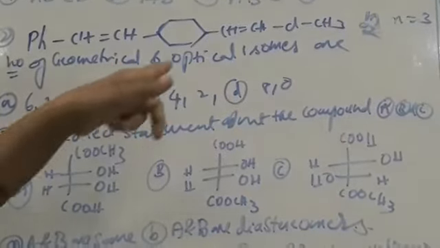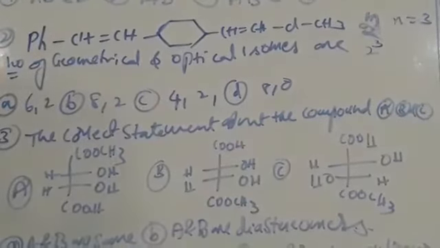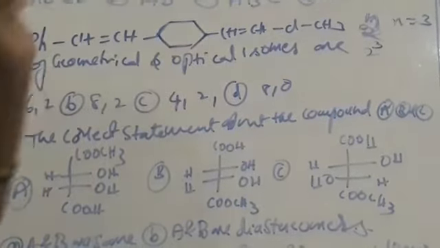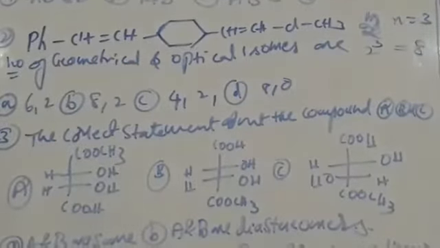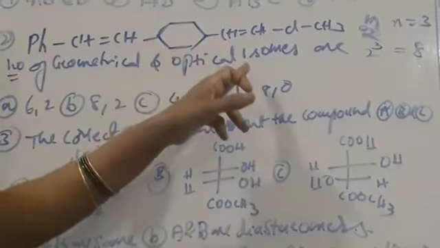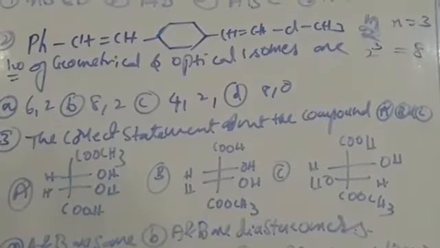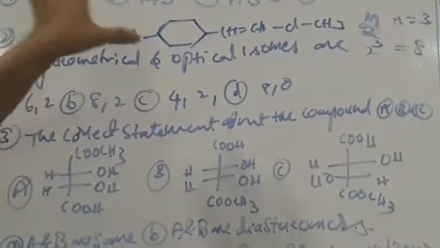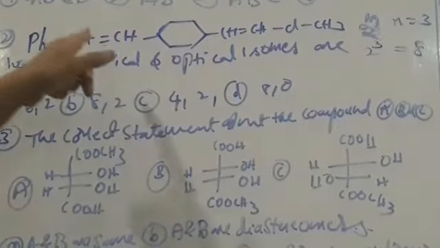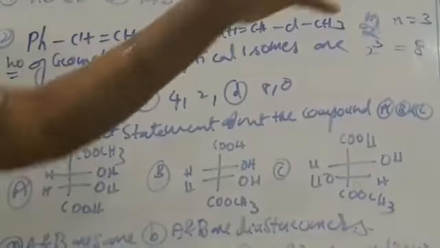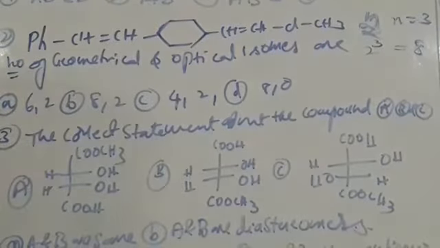According to this, 2 to the power 3, so 2 into 2 into 2. So total how many geometrical isomers? 8 geometrical isomers. If a polyene compound consists of any cyclic ring in it, that is also considered as a double bond. So the number of double bonds in this compound, you can consider 3 but not 2. Why? Because the cyclic ring is also considered as a double bond here.